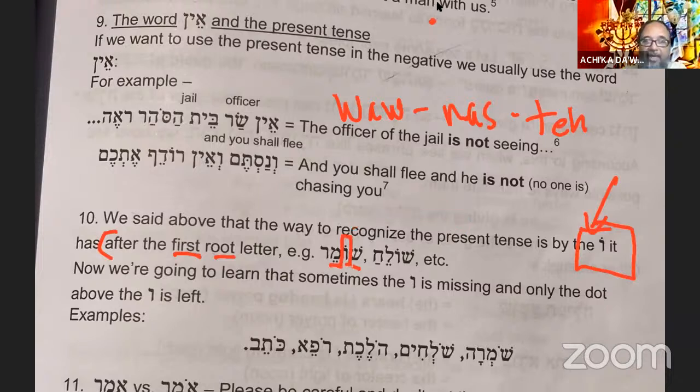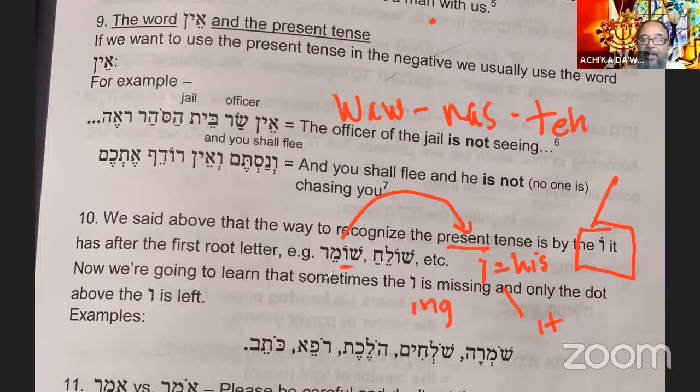Okay. So remember what I said, if it's at the end of a word, it could be his or it. If it's in the middle of the word, then it means present tense. So you're just learning how this particular vav works. It can work as his, it can work as it, if it's on the end, it's that way. If it's in the middle of the word or right after the first consonant, then it will be present tense, meaning it's happening right now. That's the ing of things. Okay. So you got shomer, that means guarding. You got sholeach. Okay. That means sending. So now you're going to learn that the vav is missing.